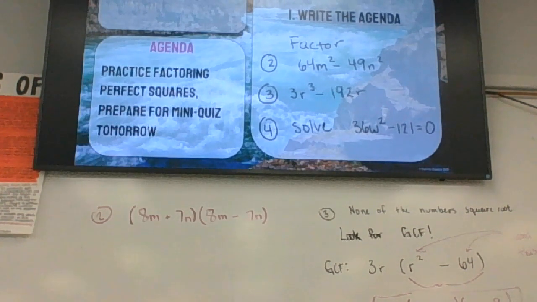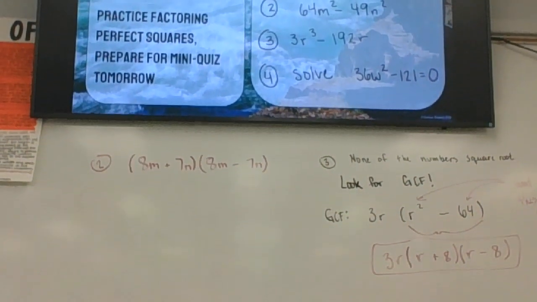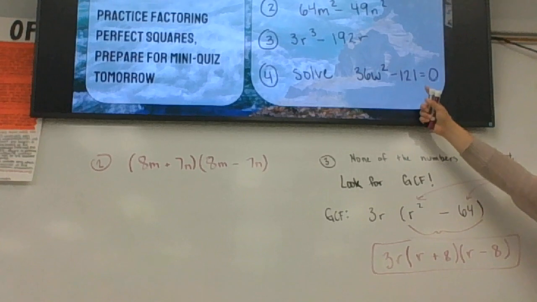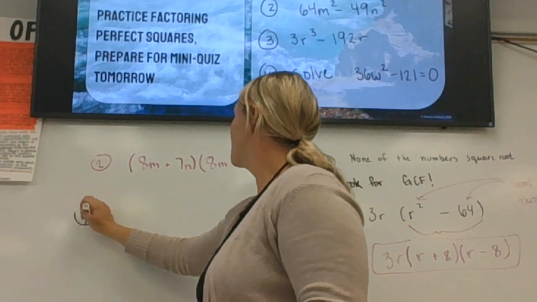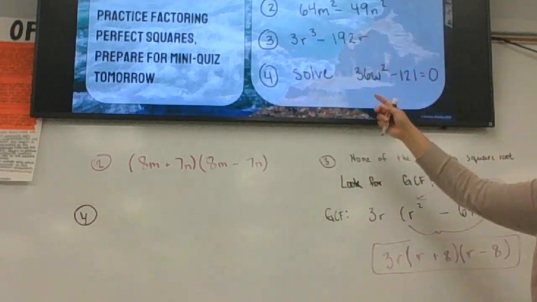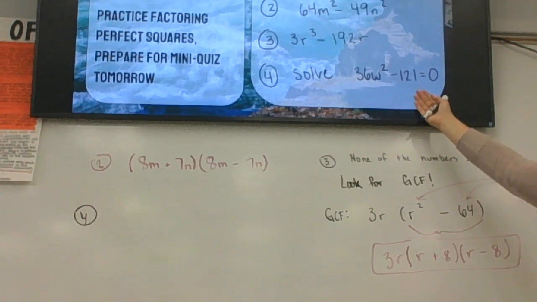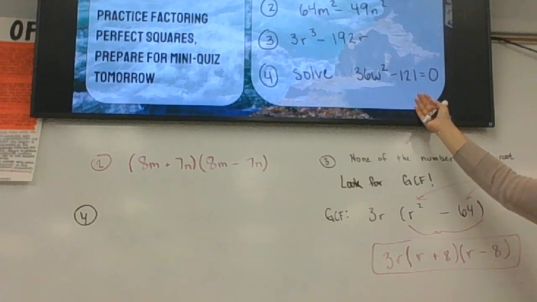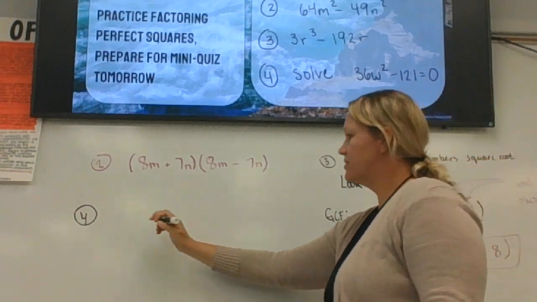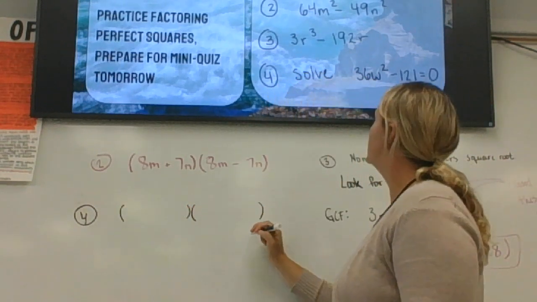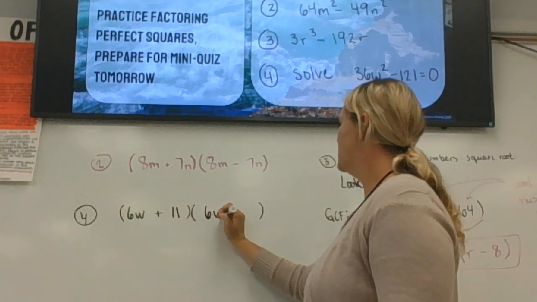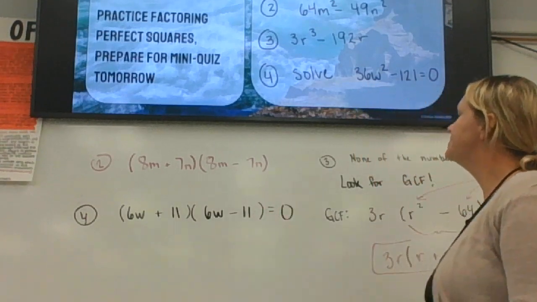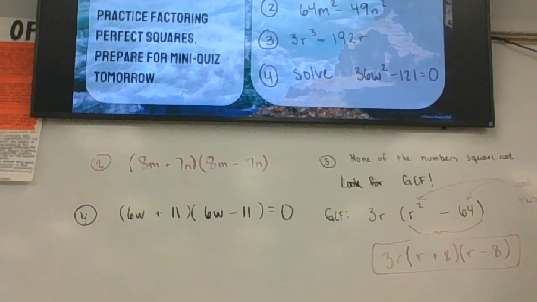Very good. Yeah. Number four has a different set of directions. It says solve, and it has an equal sign and a zero. So there's more steps in four as well. All right, so good news, 36 square roots, and so does 121. 121 wasn't in our list. Do you guys know the square root of 121? Oh, 11. Good, good, good. So we'll write it with two sets of parentheses. 6w plus 11, 6w minus 11. Use the plus and the minus sign, that's what makes the zero in the middle.